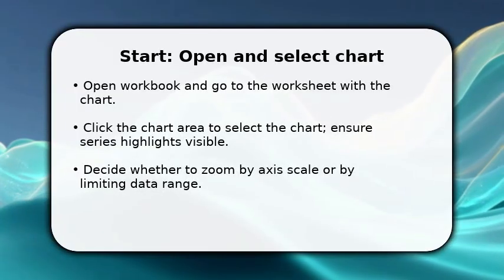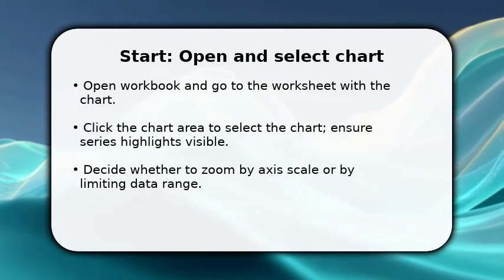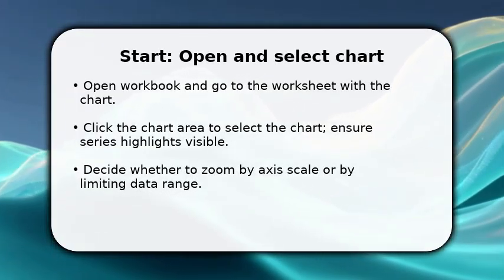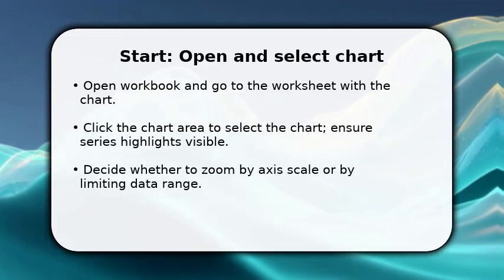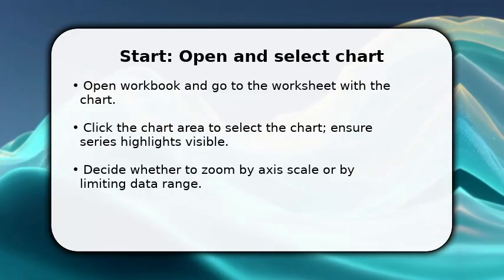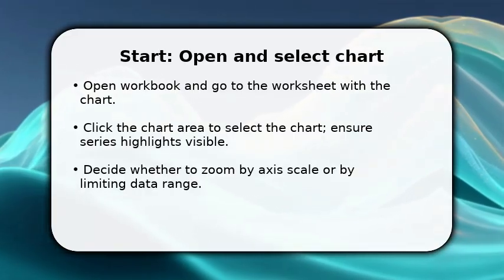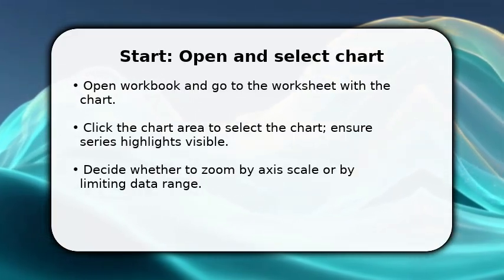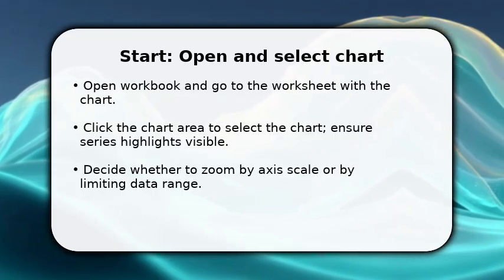You've opened the workbook and located the chart. First, click the chart area so Excel shows the series and axes. Once selected, decide which approach fits: change axis scales for numeric zoom, or limit the data source to focus on a range. Make sure you can see the primary axis labels.